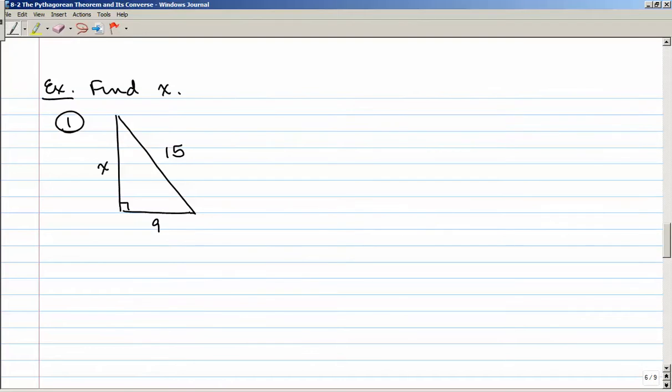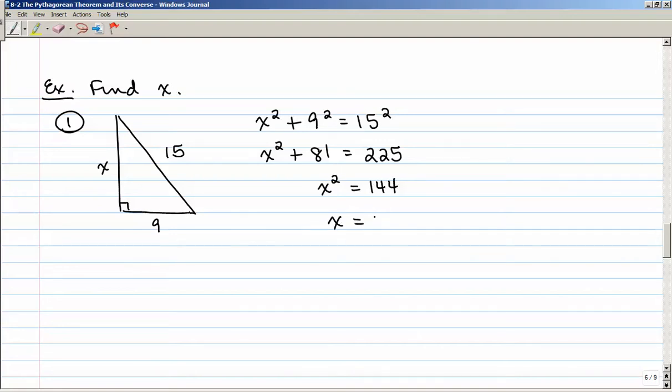Let's try a couple examples. First of all, find x. Since this is a right triangle, we know the length of one leg, we know the length of the hypotenuse, but we need to find the length of the other leg. So I can say x squared plus 9 squared equals 15 squared, or x squared plus 81 equals 225, and subtracting 81 from both sides, x squared equals 144, and the square root of 144 is 12.